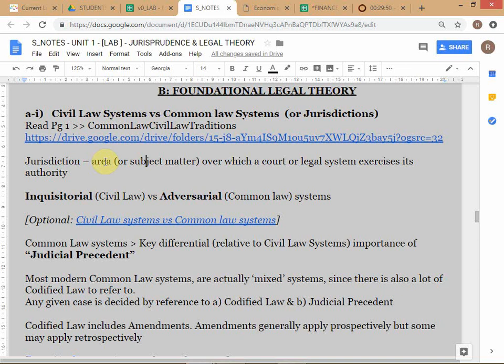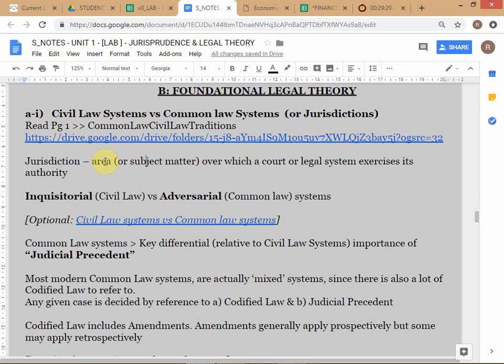Jurisdiction is just an area. So the two terms that we use are that we have either a common law system or a civil law system. We'll understand what they mean, but first just get the nomenclature right. Civil law is what you have in all the continental European countries, and common law is what you have broadly in all the English colonies.